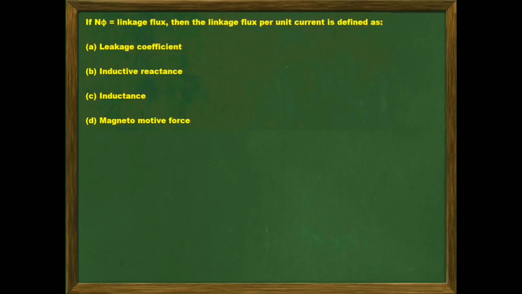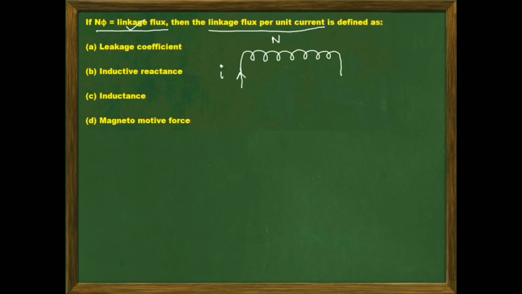This is the first question of today's lecture, and in this question it is saying if n phi is the flux linkage, then we have to find the flux linkage per unit current. So before answering this question, I would like to tell the concept of what is flux linkage. So let me draw a coil. Let this be a coil of n number of turns, and let small i be the current that flows through it.